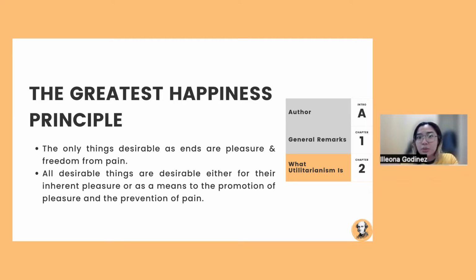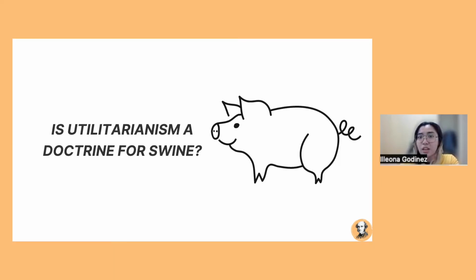A common assumption about the greatest happiness principle is that the only things desirable as ends are pleasure and freedom from pain, and that all desirable things are desirable either for their inherent pleasure or as a means to the promotion of pleasure and the prevention of pain. This can be misunderstood as saying that life has no higher end than pleasure. This leads to the common objection, in Mill's own words, that utilitarianism conceives of human beings as if they were swine. Swine and other lower types of animals live their lives focused on the pleasures of food, sex, sleep, and play. But as human beings, we are capable of much more than those things. So shouldn't we aim for something higher than a life of pleasure?